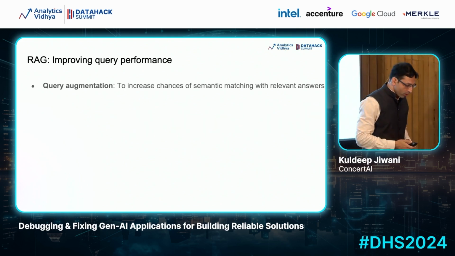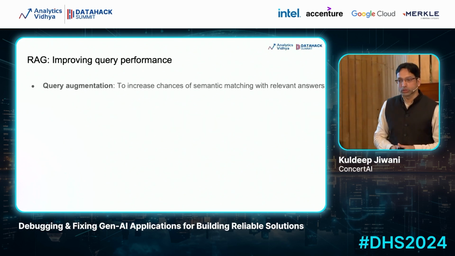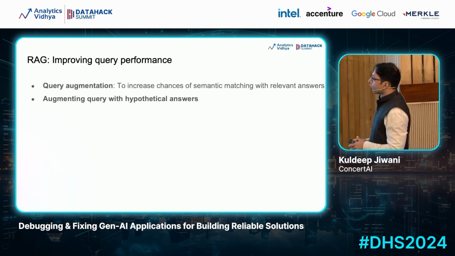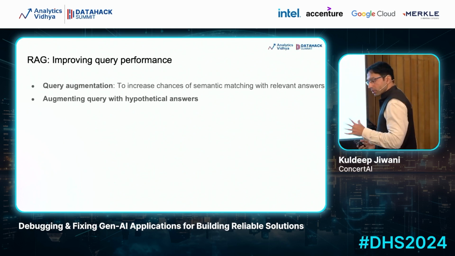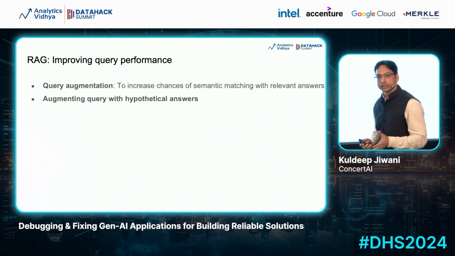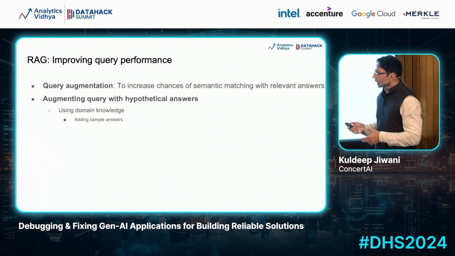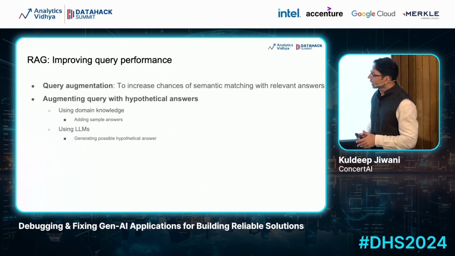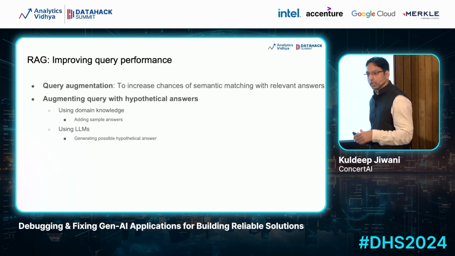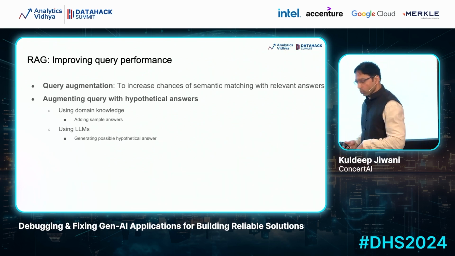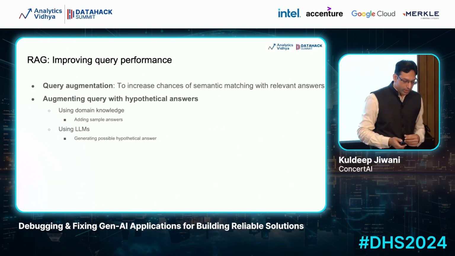You can add more to the query to maximize your search possibility. One is adding possible answers. For example, what is the company's future? You can say possibly the company is doing good, adding new revenues. You can use domain knowledge to add sample answers, or use an LLM and ask it to generate hypothetical answers. This way, your context or question itself will have more answers, so the search will get better.